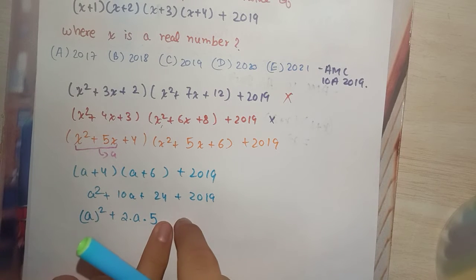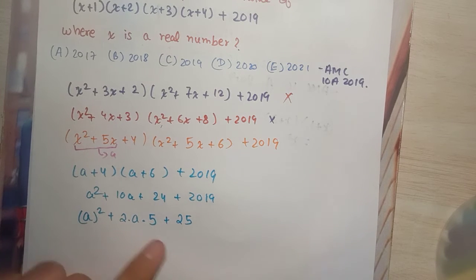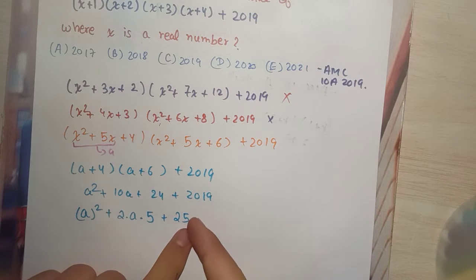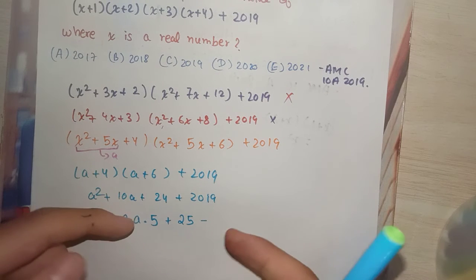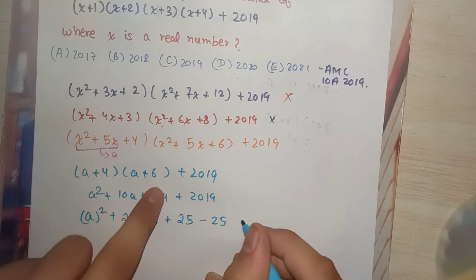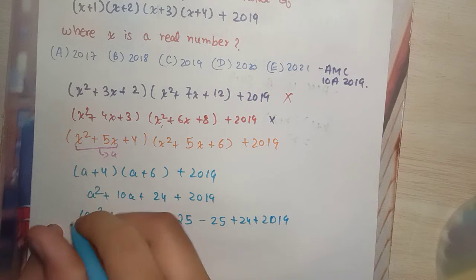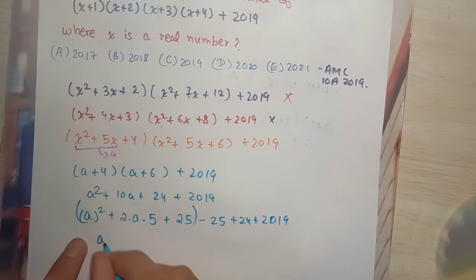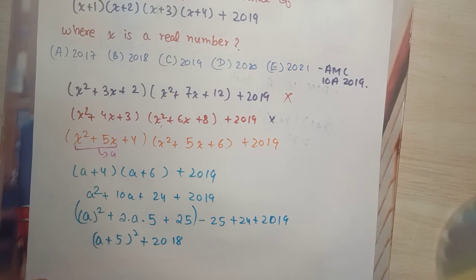So the third term must be 5 squared, that is the b squared, so that should be 25. And we cannot just add a 25 here. We need to subtract it so that we can balance it out. So we can add negative 25. And this expression is a square term, that is a plus 5 the whole squared, plus 2018. Nice.